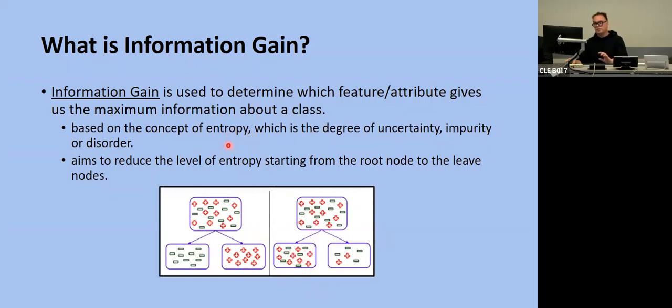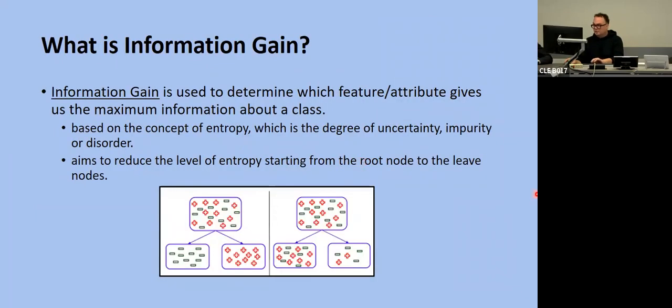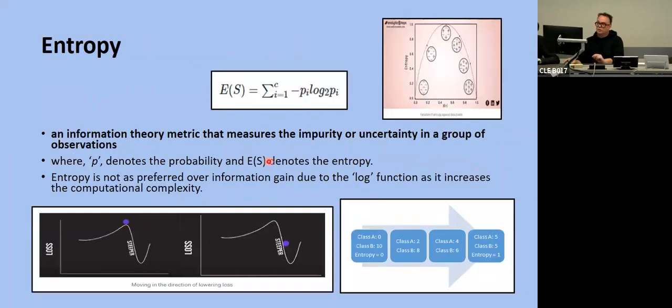Part of this is the concept of entropy, which provides some degree of uncertainty, and there's a calculation involved. There's a formula. It aims to reduce the level of entropy starting from the root node to leaf nodes. Leaf nodes, I should say, apologies.